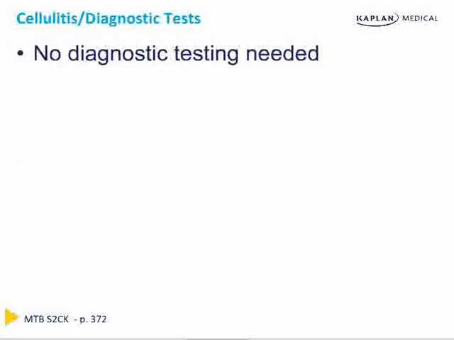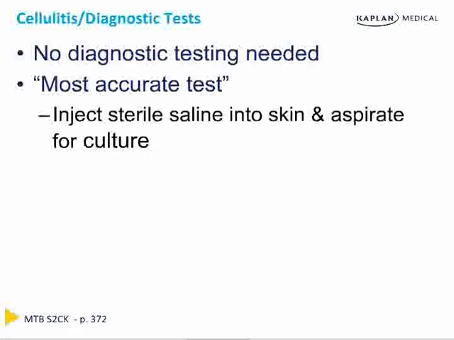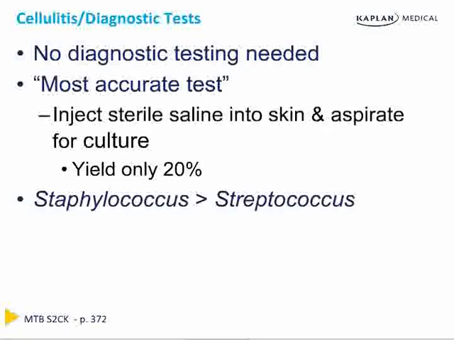The vast majority of people with cellulitis never get a diagnostic test. It's simply based on how it looks. The most accurate test, however, if you ask them a test question, is that you inject sterile saline in the skin and aspirate it and culture what you aspirate back. The problem is the yield is terrible at only 20%. And Staphylococcus is more common to grow than Streptococcus because Staphylococcus is often easier simply to grow.